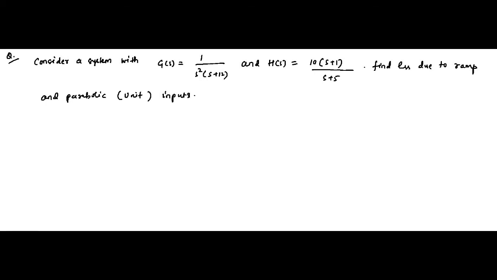So again, here we have a question on error analysis of non-unity feedback systems. Here we have a system with forward path transfer function G(s) = 1/(s²(s+12)) and feedback path transfer function H(s) = 10(s+1)/(s+5), and we have to find out the steady state error due to unit ramp and parabolic inputs.